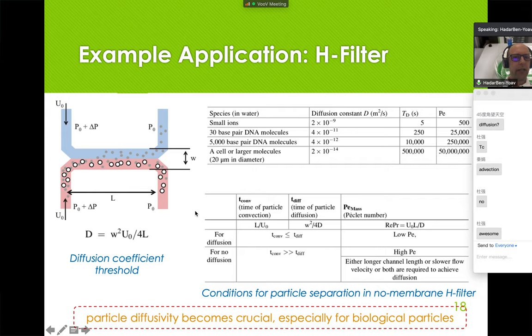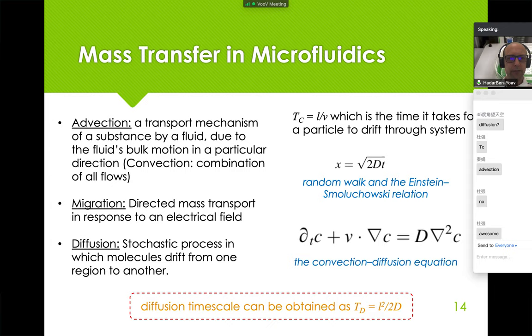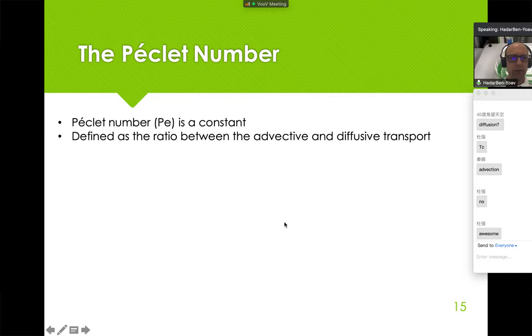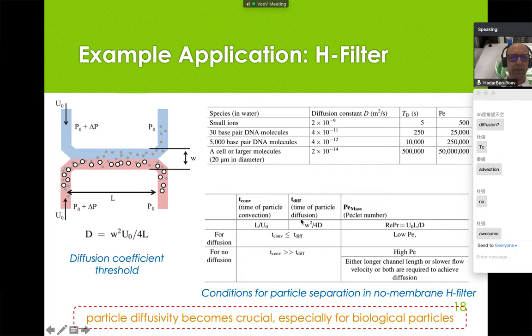It was here. T convection and T diffusion. And then you can calculate the Peclet number. So let's see what happens.